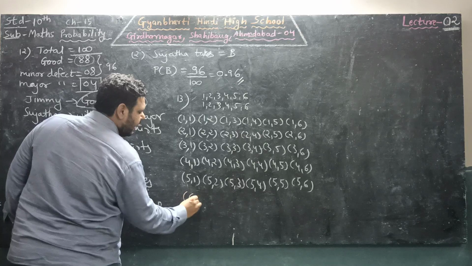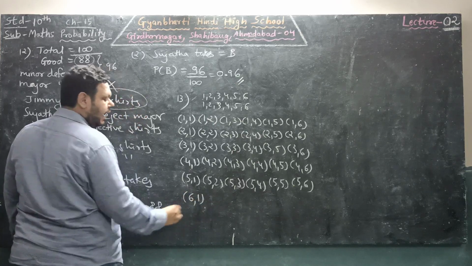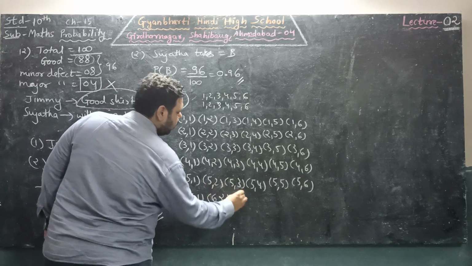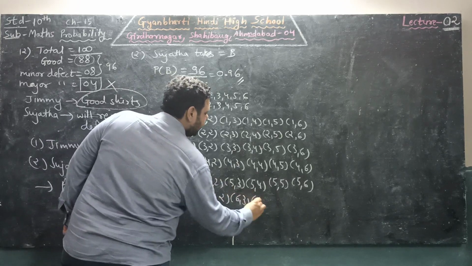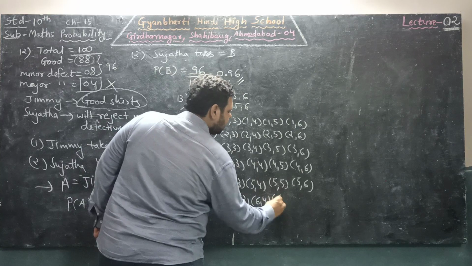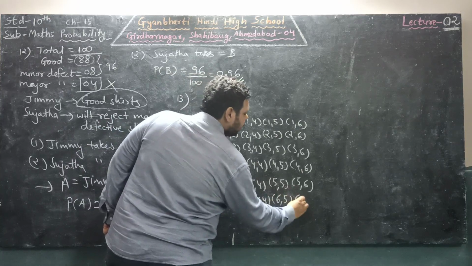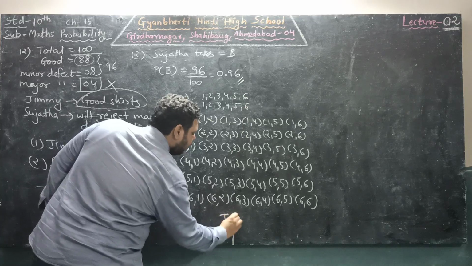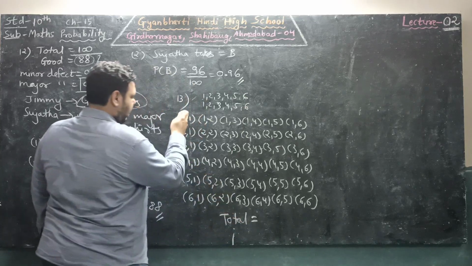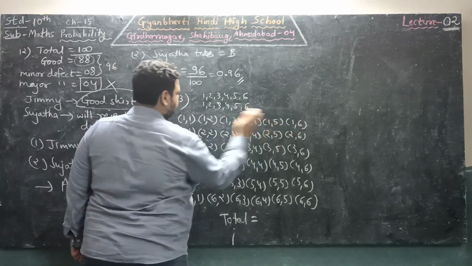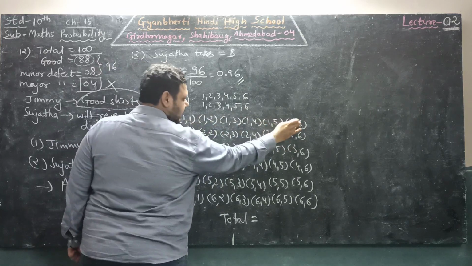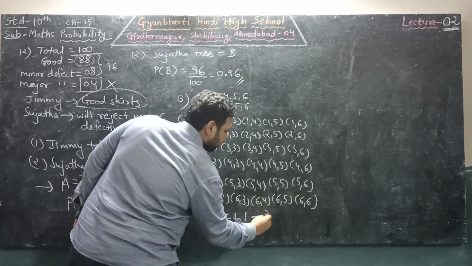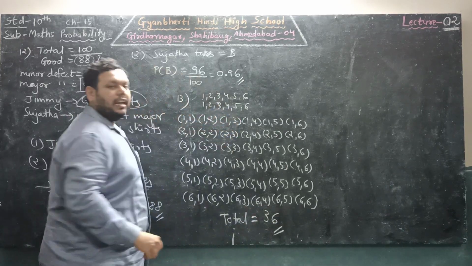On the first we are getting 6, on the second we are getting 1. First 6, second 2. Same 6 3, 6 4, 6 5, and on both the dice we are getting 6 and 6. So total outcomes are 6 into 6, that is 36 outcomes in total.